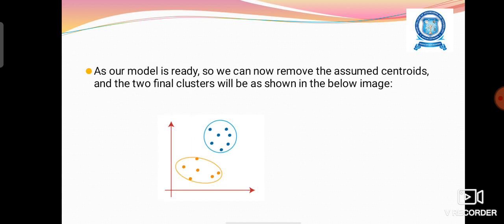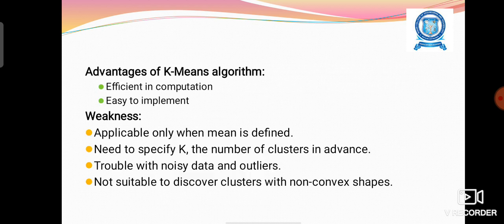Then we can remove the assumed centroids. Centroids were used to group the data points only. After grouping the data points into clusters, we can remove the centroids, and finally we have got two final clusters as shown in the below image.